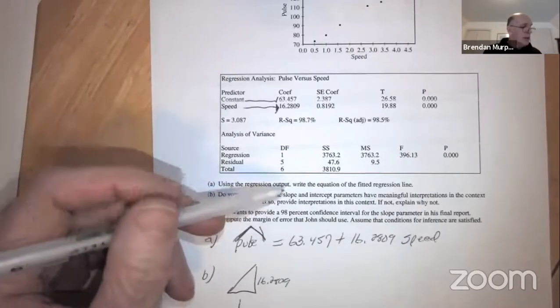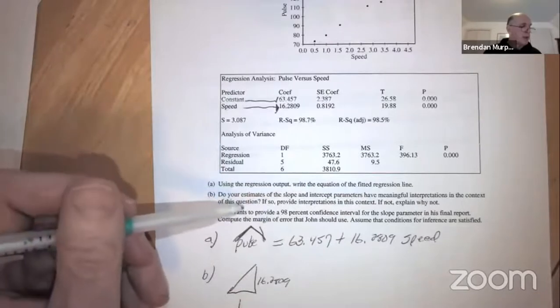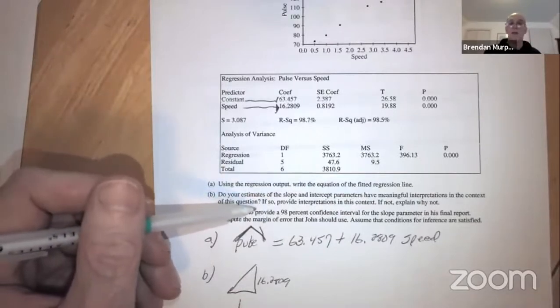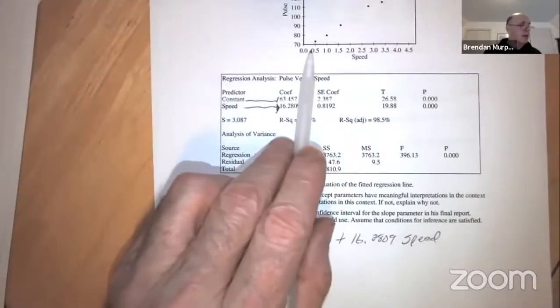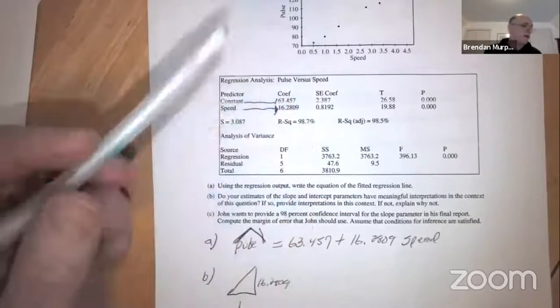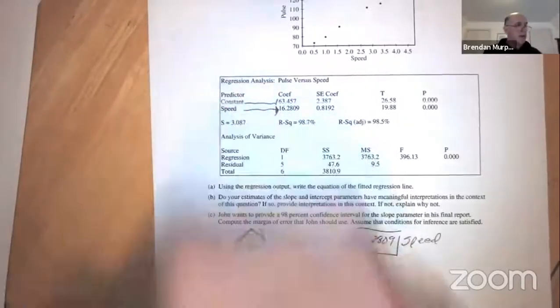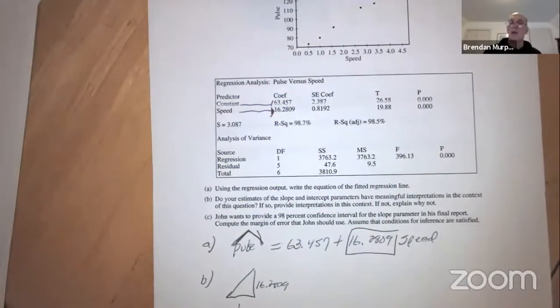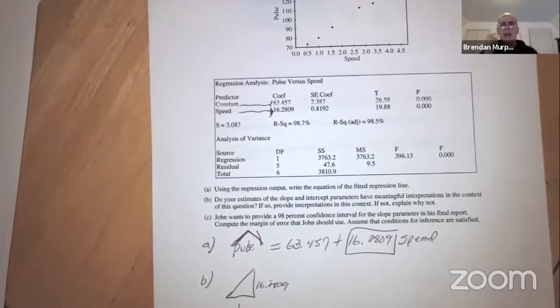Do the estimates of slope and intercept parameters have meaningful interpretations in the context of this question? Yeah, I think so. If my speed was 0, I probably, hopefully still have a pulse, right? So that sort of makes sense. And this sample slope here, I could use to come up with my true slope for my true or population regression line. So yes, for the sake of time, both of those seem to make sense.